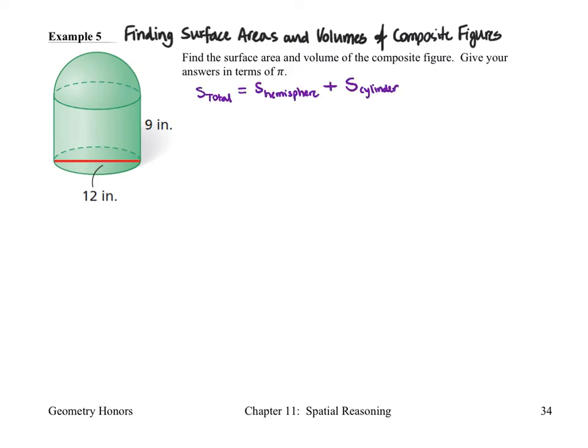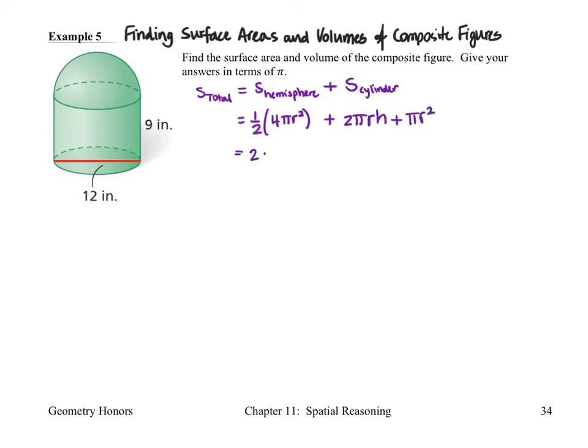The surface area of the hemisphere is going to be 1/2 the surface area of a sphere, which was 4 pi r squared. The surface area for the cylinder is going to be, and we're going to be thinking about this as a soup can, so we know that we need the rectangular label that goes around it. It's going to be the circumference of the circle, 2 pi r, times the height of the cylinder, plus the bottom base, pi r squared.